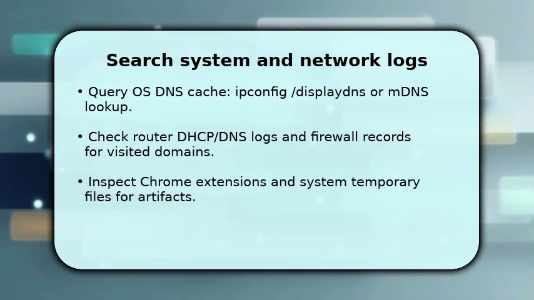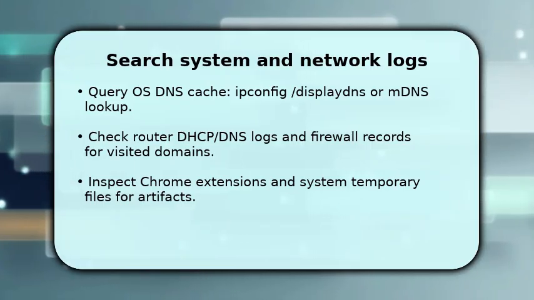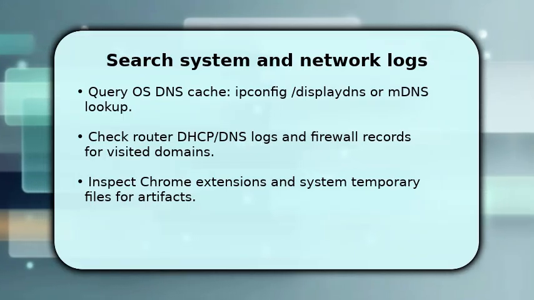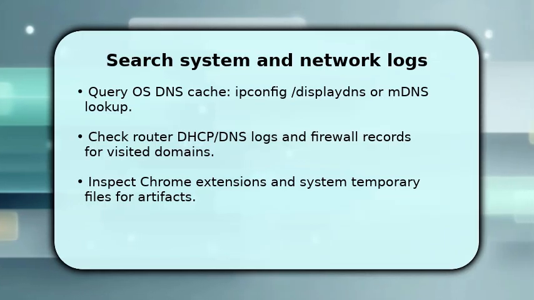Next, dive into system and network records to find indirect traces. On Windows, run ipconfig /displaydns. On macOS, use sudo killall -INFO mDNSResponder and inspect its outputs, and check router logs for domain requests. These often persist even if incognito hides browser history.